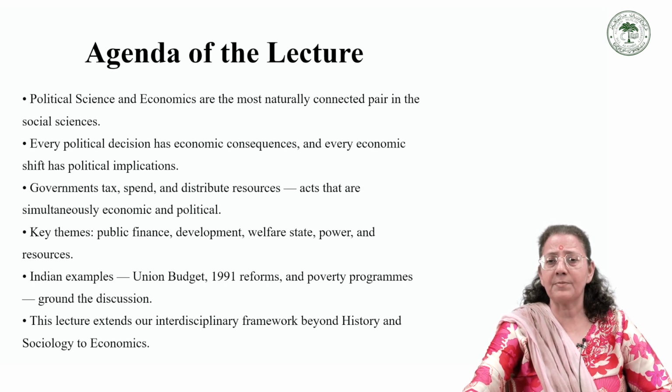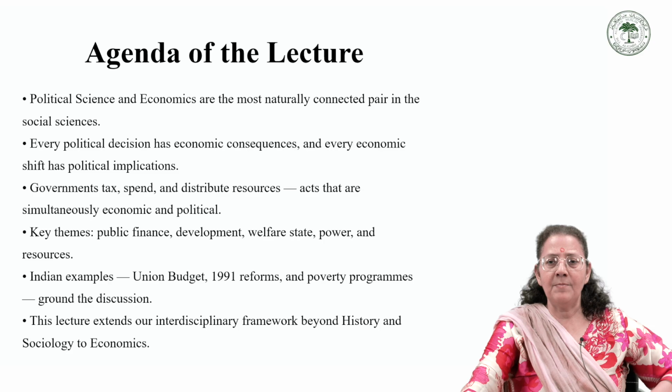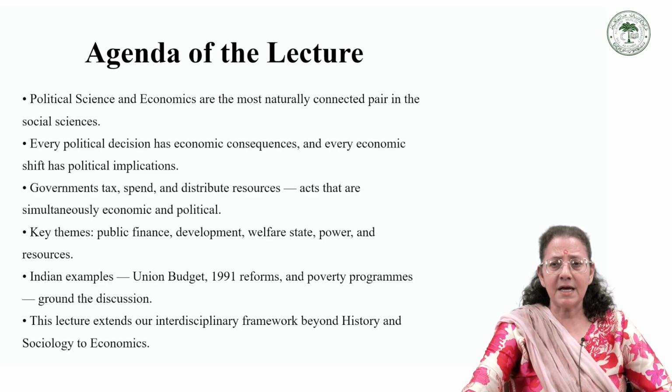Economics and political science are perhaps the most naturally connected pair of disciplines in the social sciences. Every political decision has economic consequences, and every major economic development has political implications. Governments decide how much to tax, how to spend public money, which industries to protect, and how to distribute resources across society. All of these are simultaneously economic and political acts. Understanding them fully requires knowledge of both disciplines.